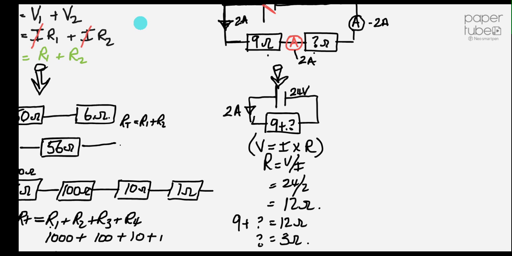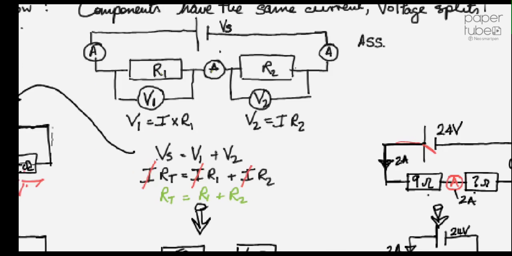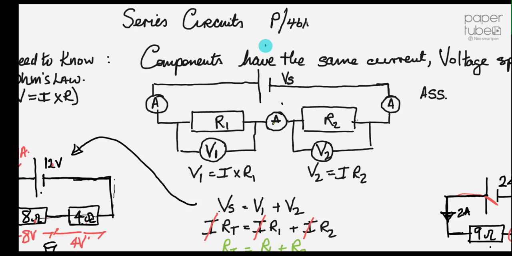So that's series done. So let's go back up to the top. Series means page 461 in your book. The components have the same current and the voltage splits. That's what series means. Not one after each other. That is not right. The components have the same current flowing through them. And I mean the same current. That has to be the current. The same current. And the voltage splits. So there's series done for you.